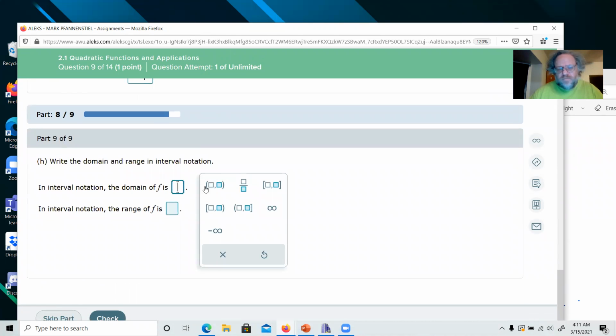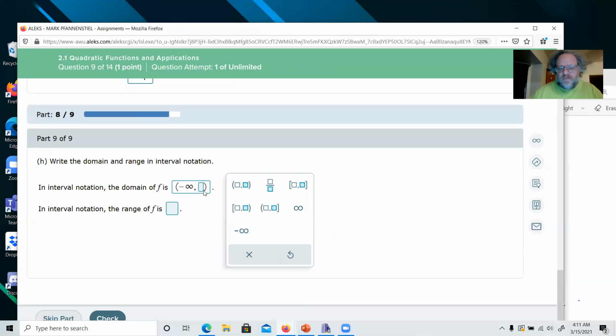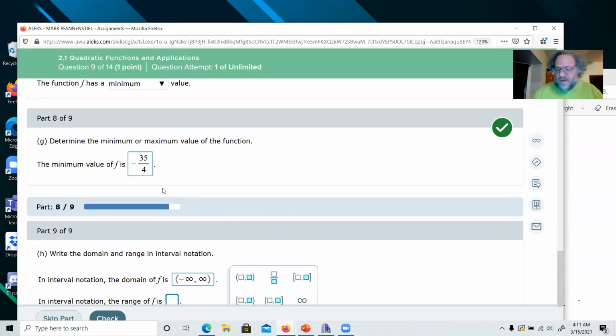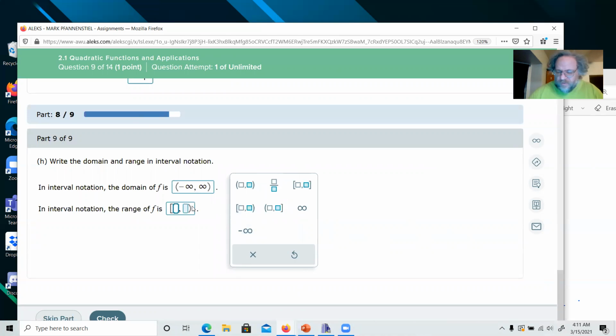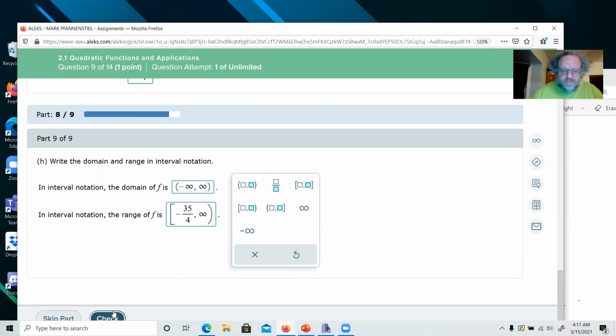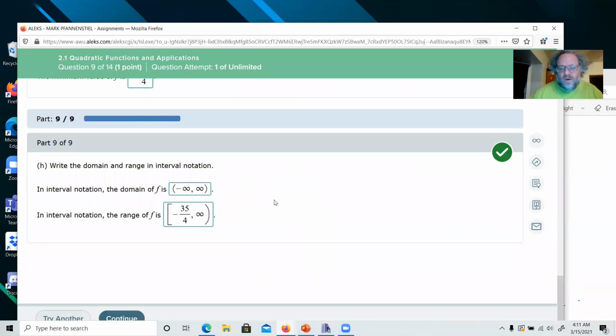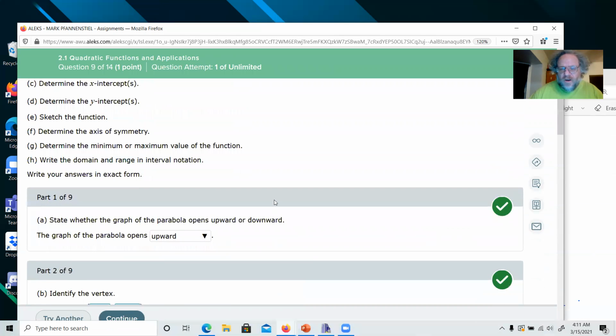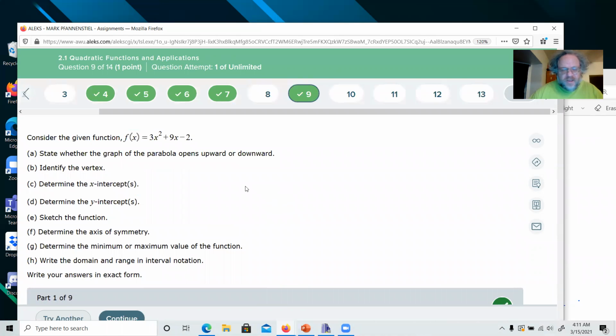The domain, right, nice question. It's a polynomial, so the domain is all real numbers, and the range, we have a minimum, and that was negative 35/4, and on forever. Right, and there's all those little points. Okay, so I'm going to go ahead and leave us with that, and we'll do some word problems in just a moment. So let's go ahead and stop, and we'll be back in a minute.